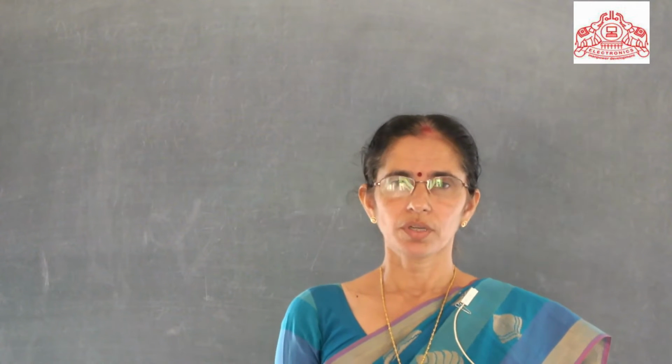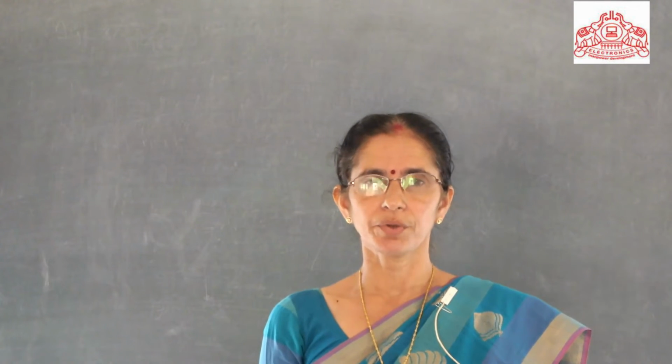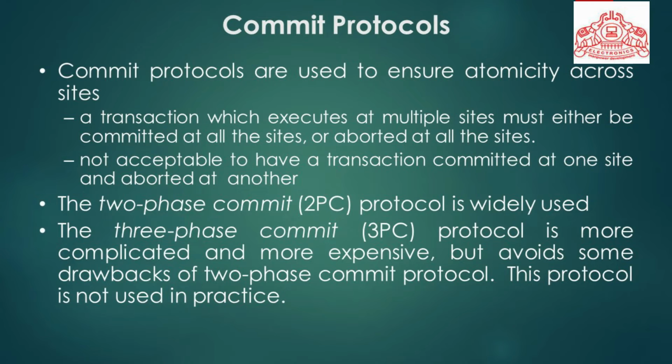Now we can think about commit protocols used in distributed databases. The commit protocols are used to ensure atomicity across different sites. A transaction which executes at multiple sites must either be committed at all sites or aborted at all sites. We have seen that it is a basic property of atomicity. It is not acceptable to have a transaction committed at one site and aborted at another one.